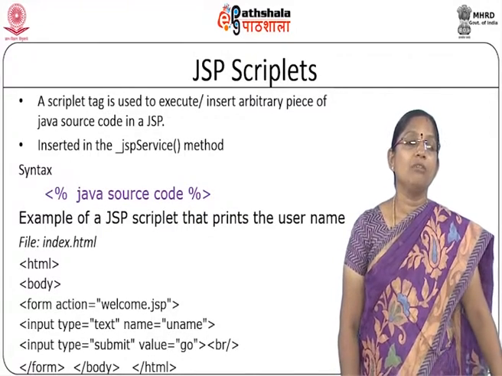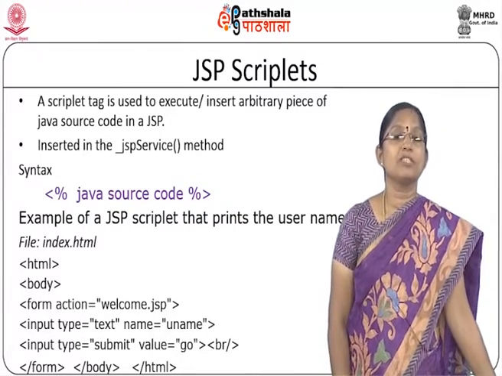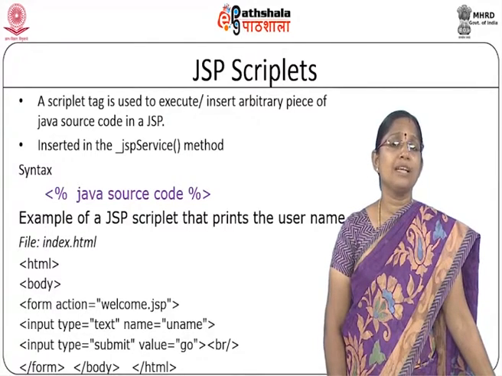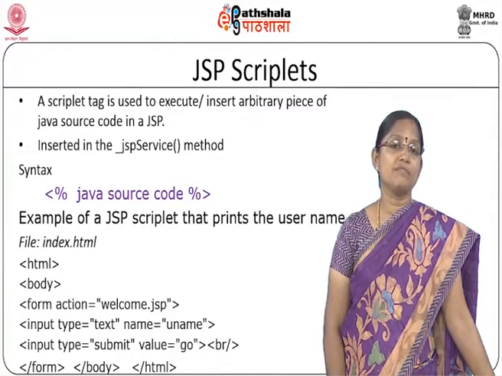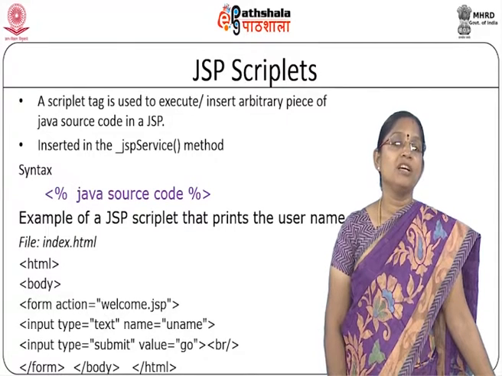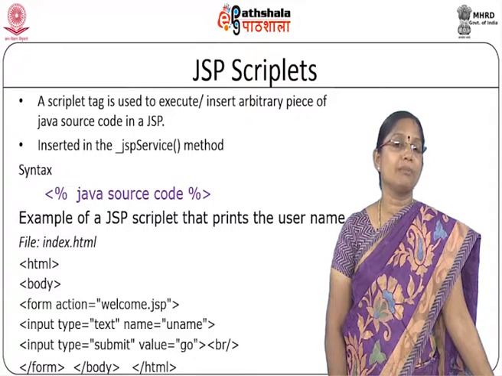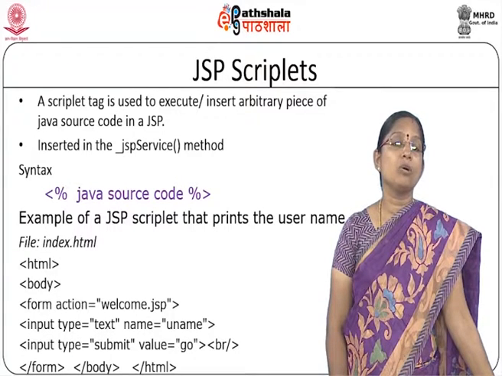This is very useful because it can include expressions and print them at that particular place. Now let us look at the second type, which is called scriptlets. A scriptlet is used to execute or insert an arbitrary piece of Java source code in a JSP. Arbitrary piece of code means Java code like ours can be embedded inside the HTML file. Already I told you that HTML stands for formatting. This arbitrary Java code is used for writing the business logic.